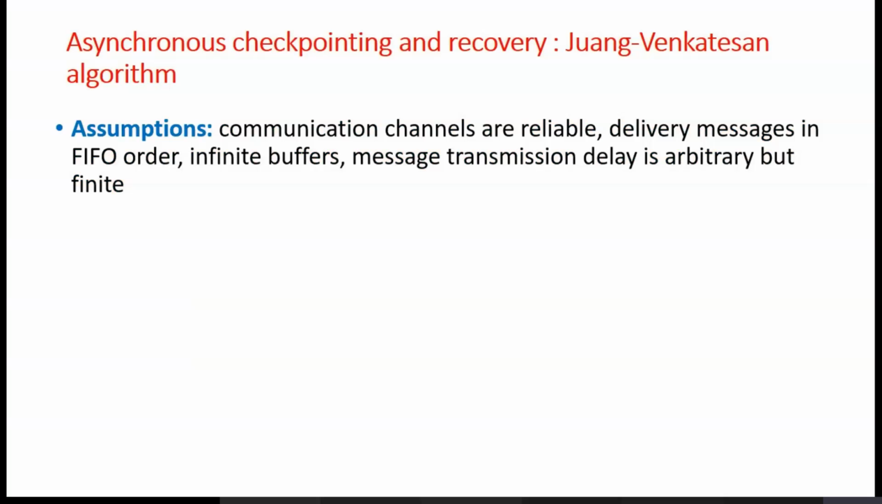The communication channels are reliable, delivery of messages is in FIFO order, there is infinite buffering, and message transmission delay is arbitrary but finite. Arbitrary means delay will happen; sometimes the delay will be short and sometimes long, or it happens at one particular time and at another particular time. We cannot say when, but it is finite. Only a finite amount of delay happens. These are the assumptions made by the Juang-Venkatesan algorithm.